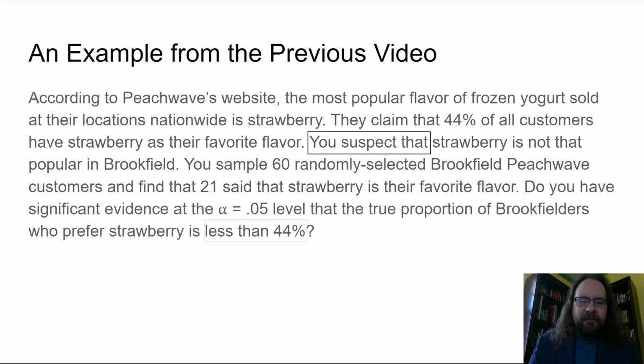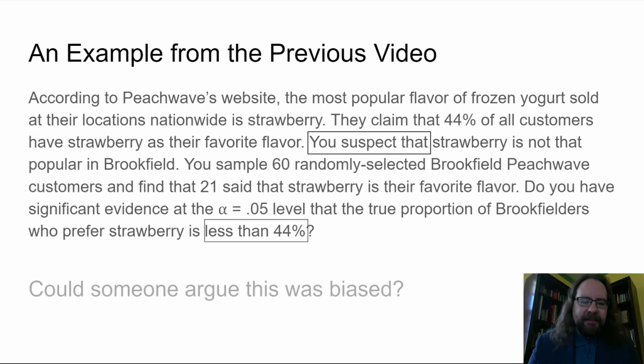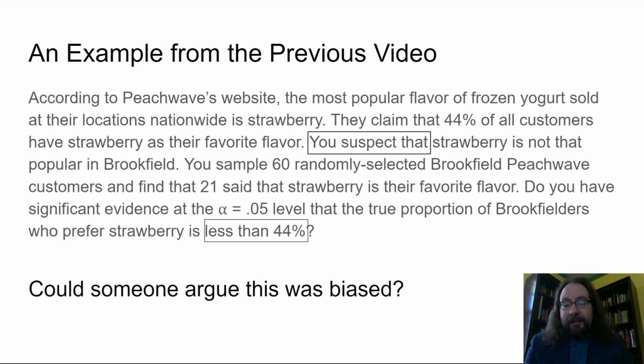Also notice that the entire structure of the test was based on the idea that we think that the true proportion of Brookfielders who prefer strawberry is less than 44%. So right from the beginning, we had a belief about what was actually going on. We weren't approaching it from truly neutral ground. So the question in a case like this is, could someone argue that this whole process was actually biased? We came at it from the idea that we already thought that strawberry was not as popular in Brookfield as Peach Wave said it is all over the country.